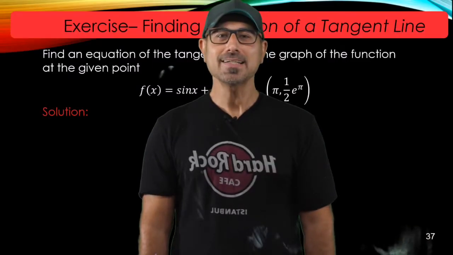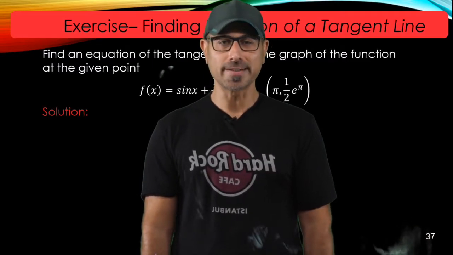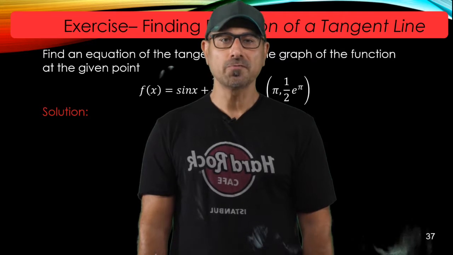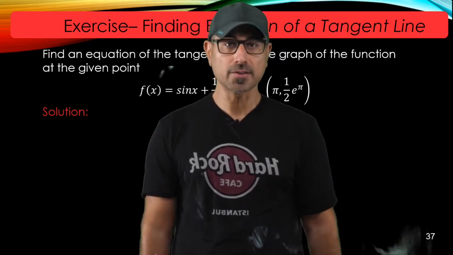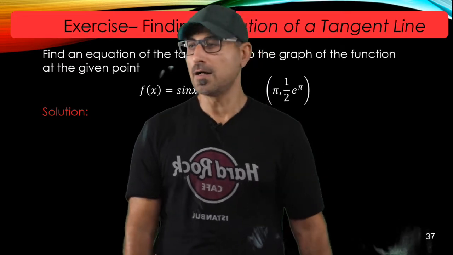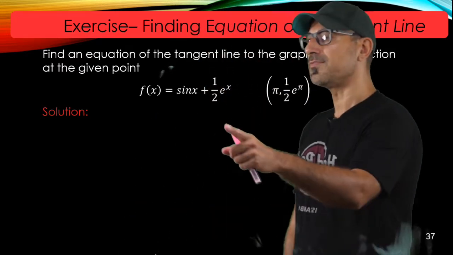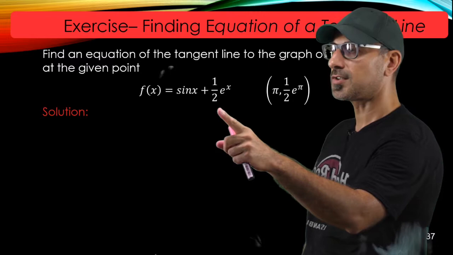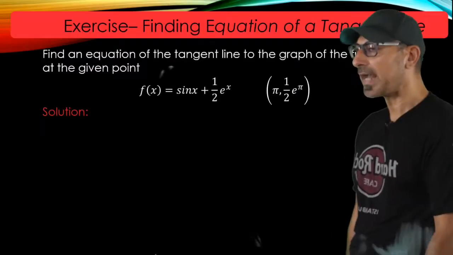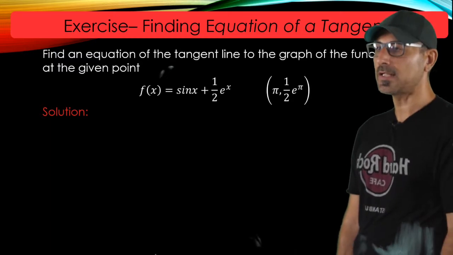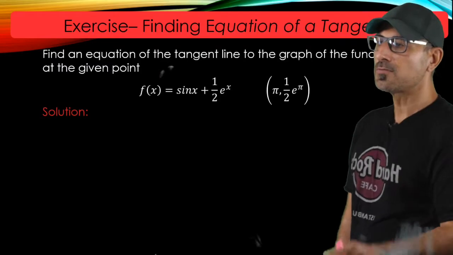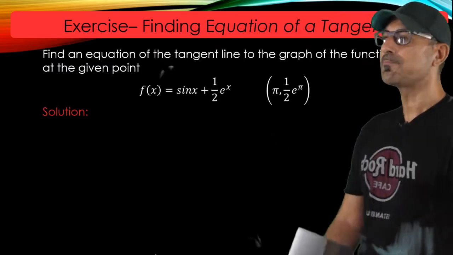Hello, welcome back. In this video, we're going to go over an exercise where we will find the equation of the tangent line to a function that involves a trigonometric piece in it. In particular, the function is sine x plus 1/2 e to the x. In fact, the function involves both a trig function and an exponential function. And we're looking for the tangent line at the point.